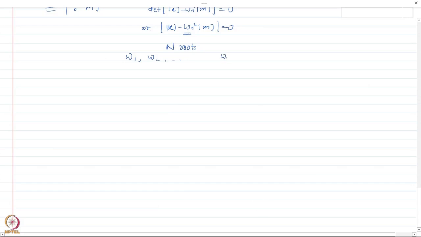Typically we arrange it with the smallest frequency first. Or if you want to write in terms of time period, we have time periods T1, T2, and we arrange it so the largest time period mode is first. This is just a convention. The first mode is also called the fundamental mode. Once we have found all these roots, remember it will give you omega n square 1, omega n square 2, but then you can take the square root and find omega 1, omega 2 and so on.